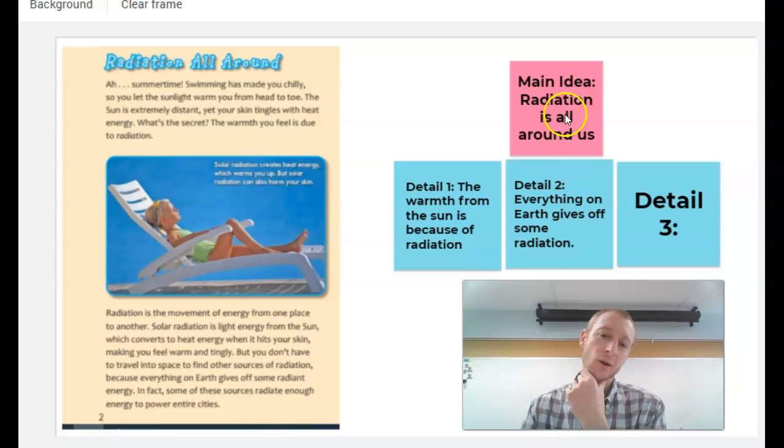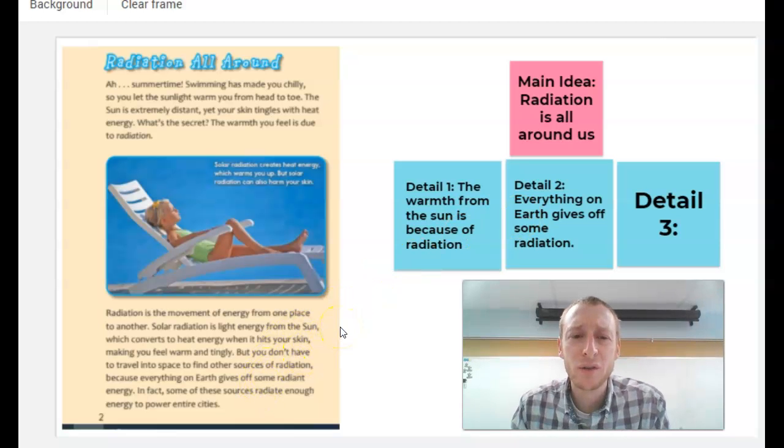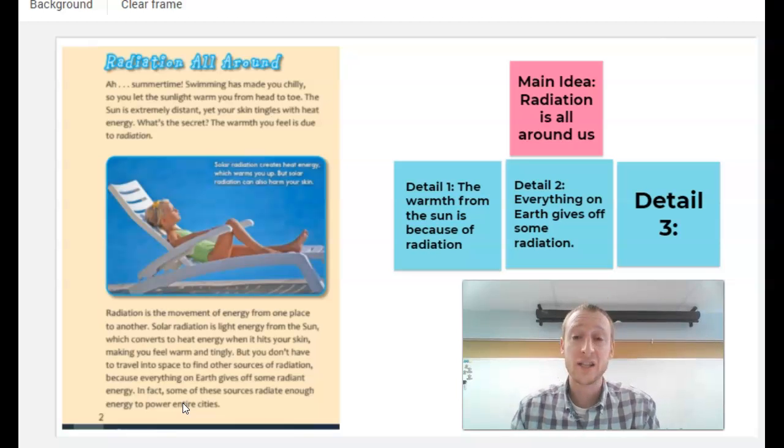Now, my stool is okay, it'll stand, but it's a little wobbly. I wonder if I can find one more detail. So let's see. I remember reading something about nuclear energy or some kind of energy from radiation, right? In fact, some of these sources radiate enough energy to power entire cities. Well, I guess if you're a city, there's some more radiation that's around you, right?